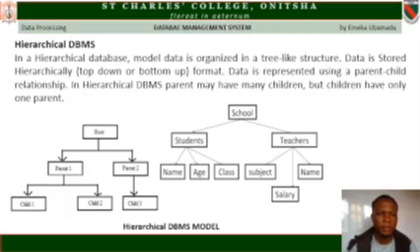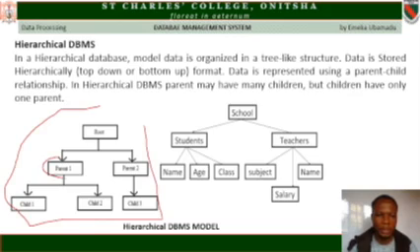In a hierarchical database model, data is organized in a tree-like structure. Data is stored hierarchically, in top-down or bottom-up format. Data is represented using a parent-child relationship. In a hierarchical database management system, parents may have many children, but children may have only one parent. When you look at this structure below, you will find this is a parent having 2 children, and this is another parent having 1 child, and this root is the generation.